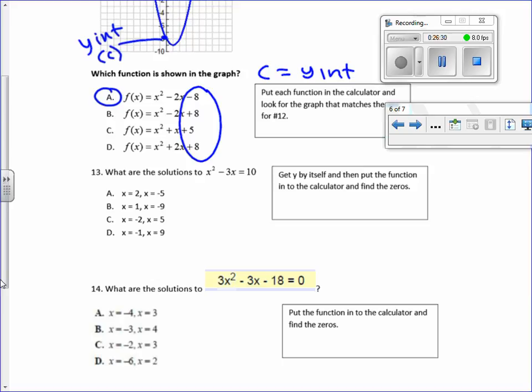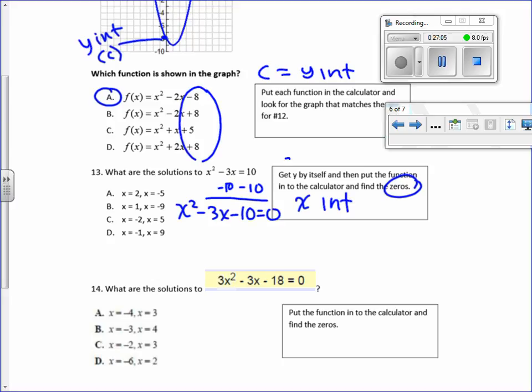All right, number 13. Solutions. What's another word for solutions? It's the same thing as finding the zeros or the x-intercepts. So what's the first thing you're going to do? First we have to make it equal 0. Good catch, Chauncey. So we have to subtract 10 from both sides, so it's going to become x squared minus 3x minus 10 equals 0. Now you have to graph it in.